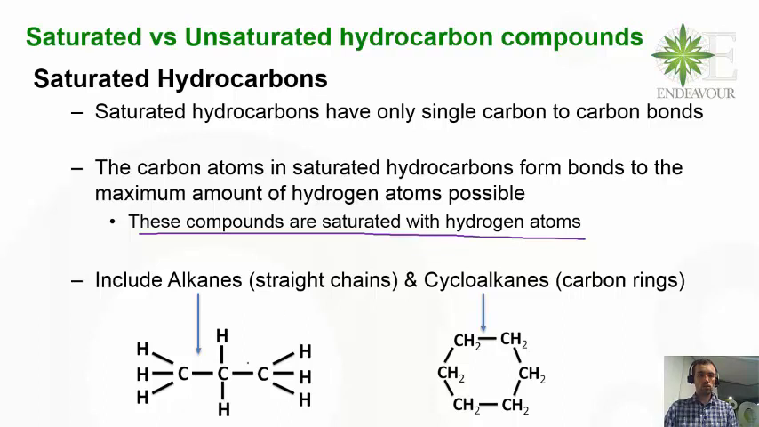We call this sort of structure an alkane if it's in this straight chain form. But if it's in a cyclic form, like this ring structure here, which also has the maximum number of hydrogens attached, we call it a cycloalkane. Cyclo meaning ring.